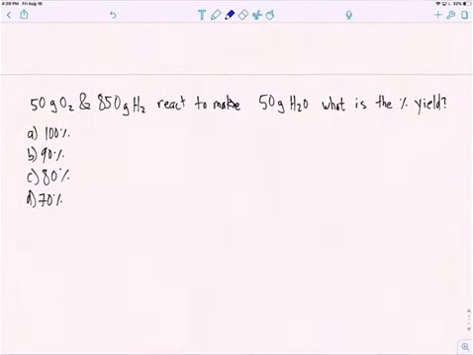So let's see if you can do this one. 50 grams oxygen and 850 grams of hydrogen react to make 50 grams of water. What is the percent yield? And if you haven't noticed, oxygen is the limiting reagent. So why don't you try this out?